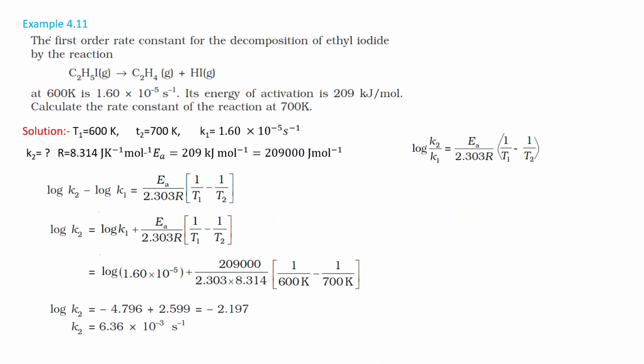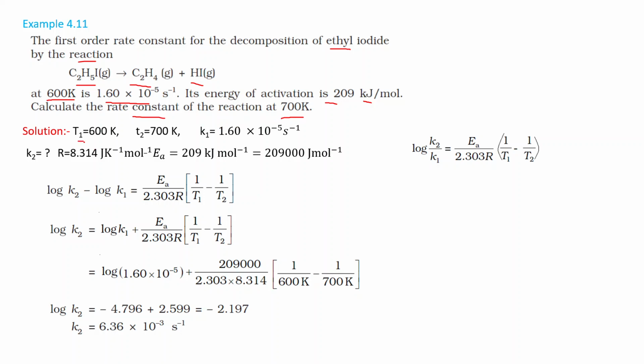Now the next one is the first order rate constant for the decomposition of ethyl iodide by the reaction. This is given: ethyl iodide, C2H5I, decomposes to C2H4 plus HI. Temperature is 600 Kelvin. This is the rate constant at 600 Kelvin, and the energy of activation is given in kilojoule per mole. You have to find out the rate constant of the reaction at 700 Kelvin.